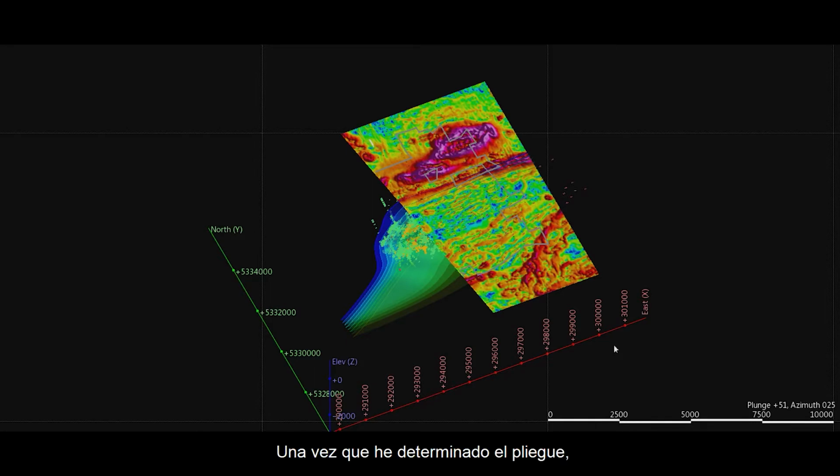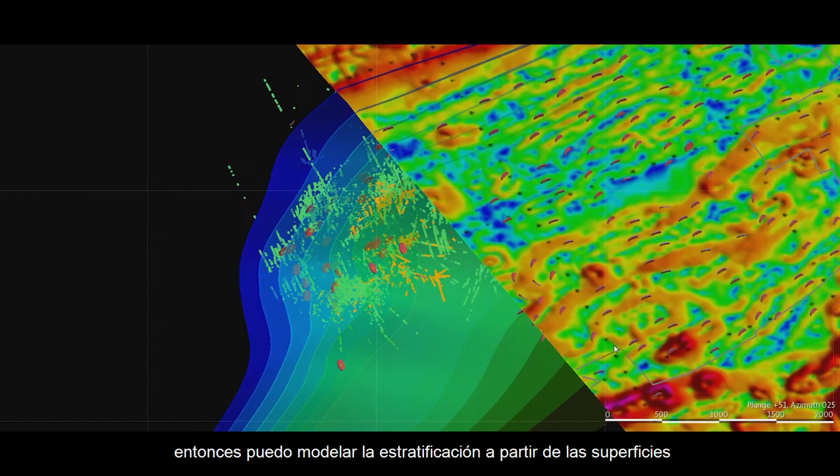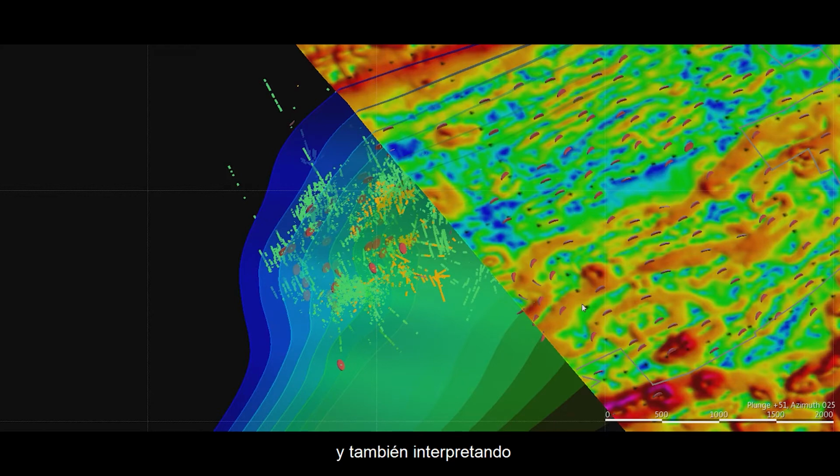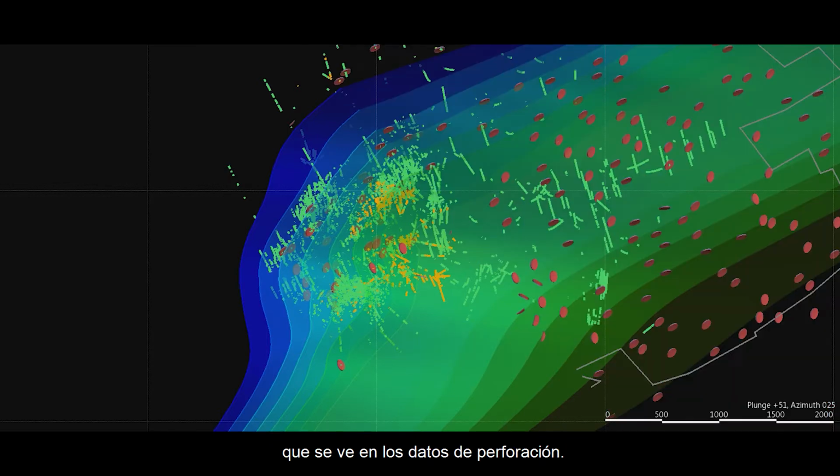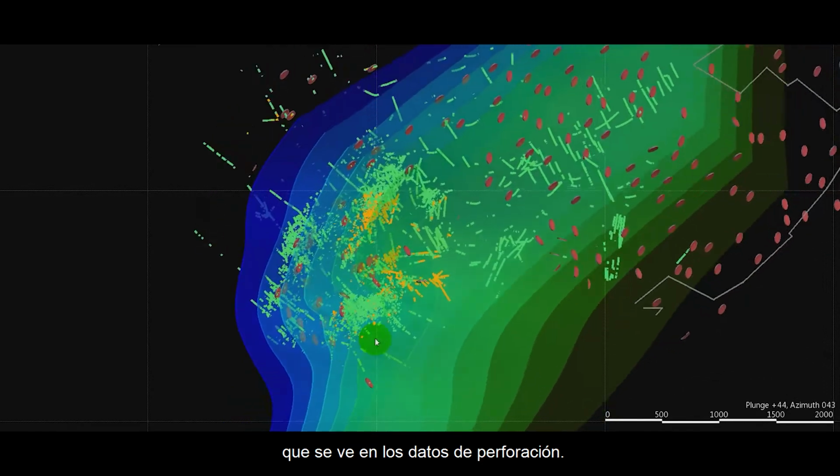Once I've determined the fold plunge, I can then model the bedding form surfaces. I did this by digitizing the traces of the bedding using the horizontal gradient image, and also by interpreting tangential planes to the bedding that you see in the drilling data.